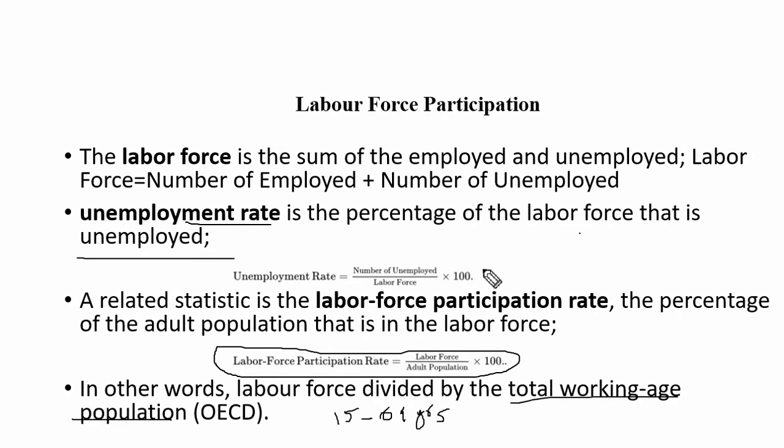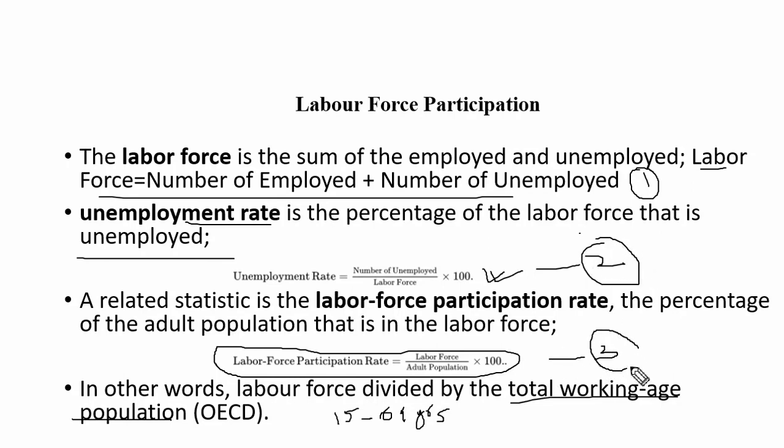So we are getting it from this unemployment rate and the labor force idea. These three equations, this is the first equation, this is the second equation, and this is the third equation or formula, whatever you call it. These are important for us to remember. What is labor force? Labor force is nothing but the number of employed plus the number of unemployed. The summation of that is labor force. Secondly, the unemployment rate is nothing but the number of unemployed divided by the labor force multiplied by 100. And thirdly and most importantly, labor force participation rate is nothing but the labor force divided by the adult population, or the total working age population as referred by OECD, right?